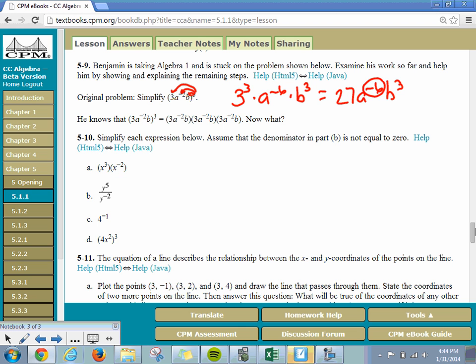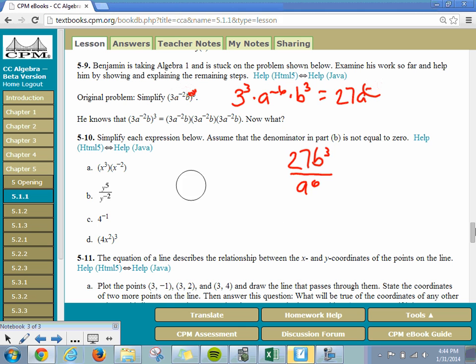If we want to, we can eliminate a negative sign, which is what we want to do when we want to simplify something. We know that if we've got a negative 6 in the top, what that means is we can take it and pull it to our denominator. So our final answer would be 27 b cubed, all divided by a to the 6th. And that's the answer we were looking for in 5.9.